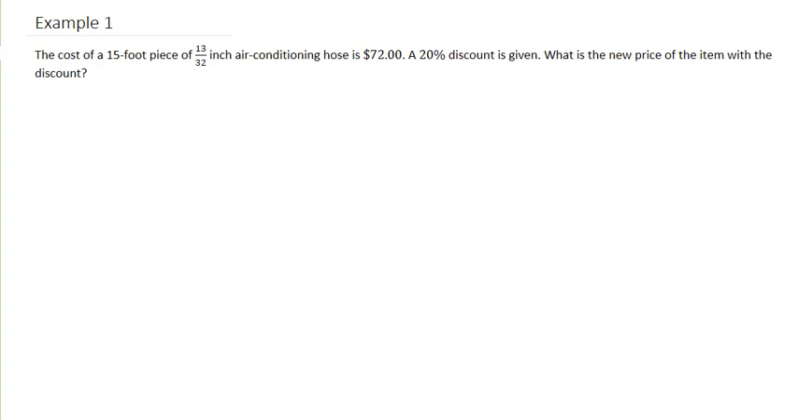Example 1. The cost of a 15-foot piece of 13/32 inch air conditioning hose is $72. A 20% discount is given. What is the new price of the item with the discount? So the first thing we need to do is recognize we have a starting number and we have our percent. And so the first thing we actually do is change the percent to a decimal, as that's what we multiply in order to get the discount.